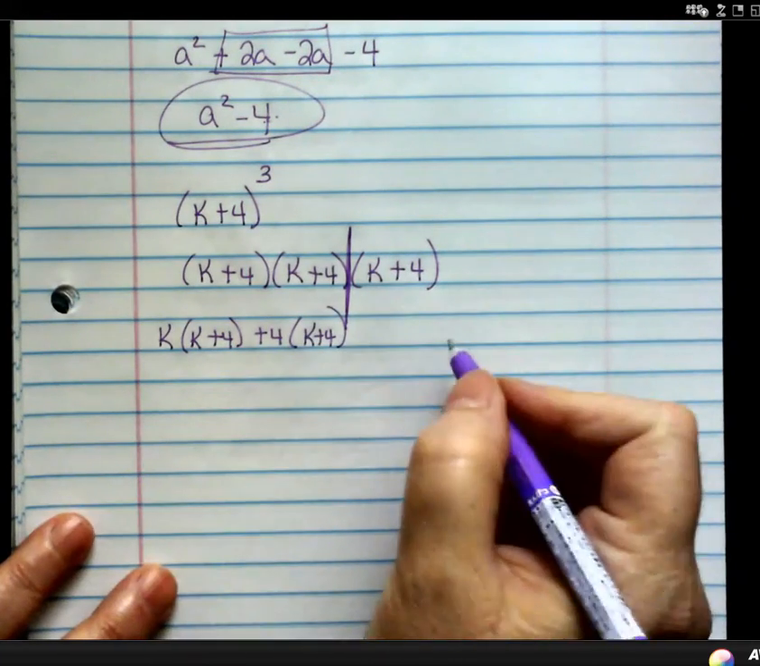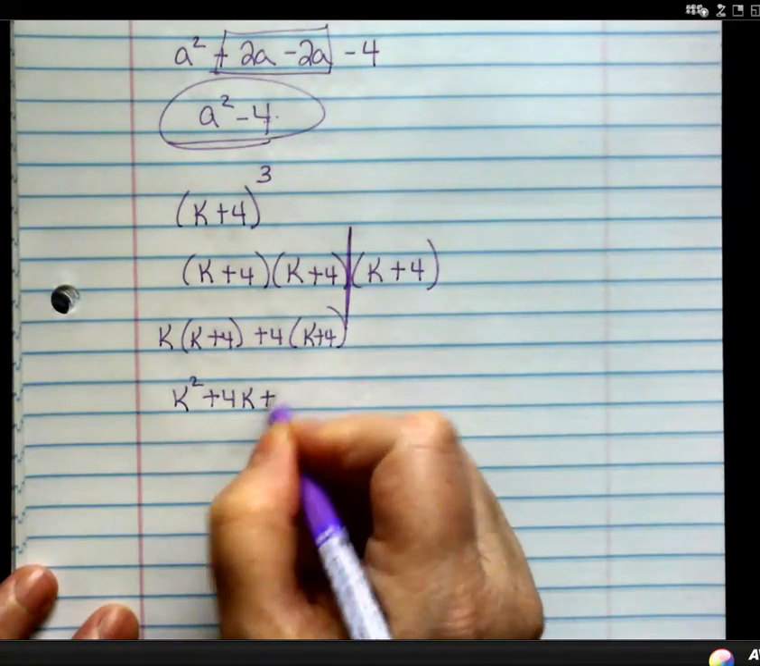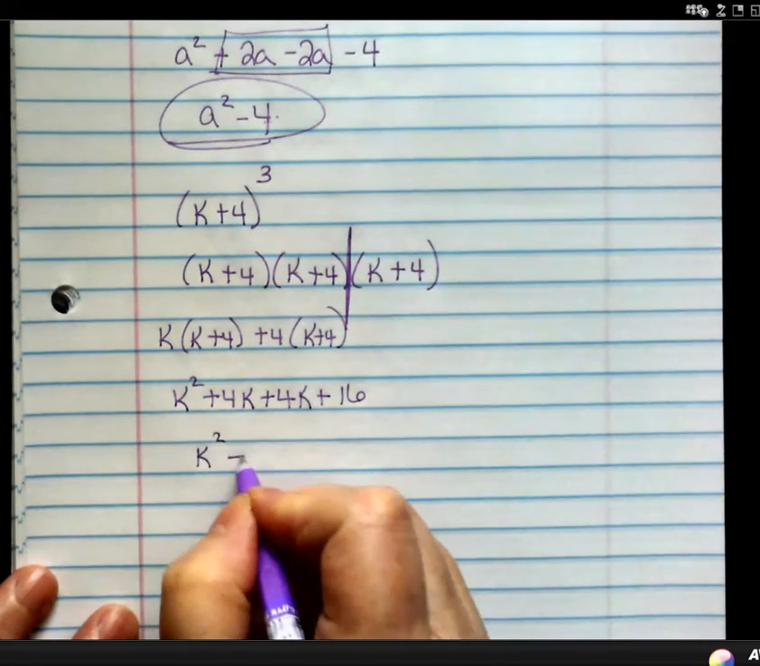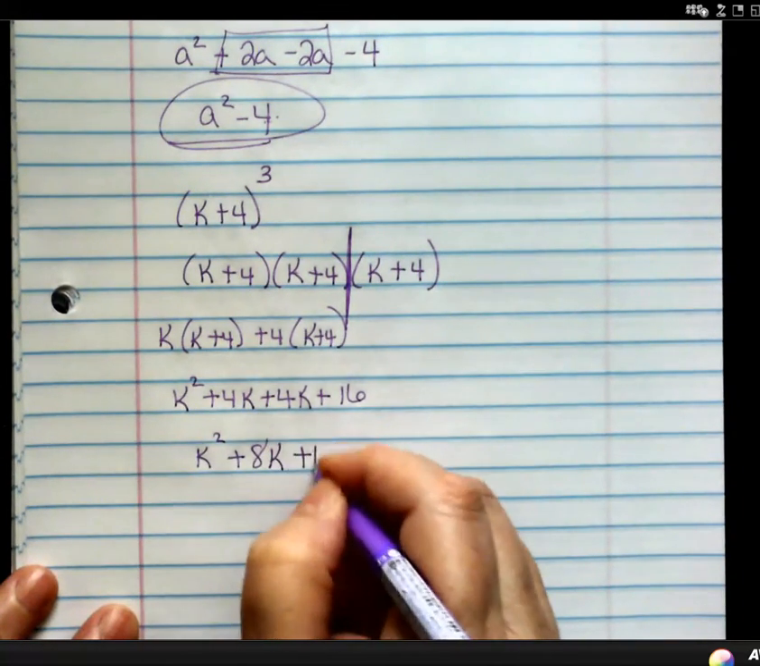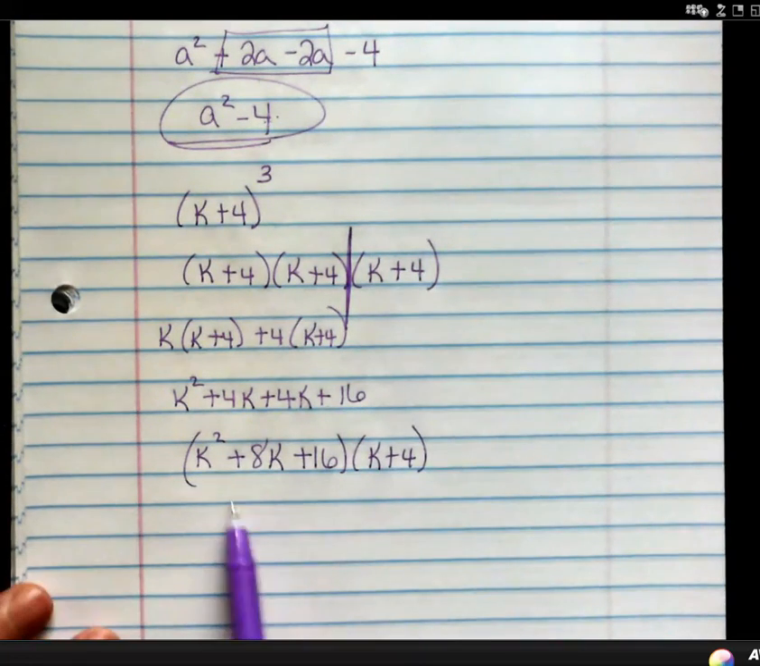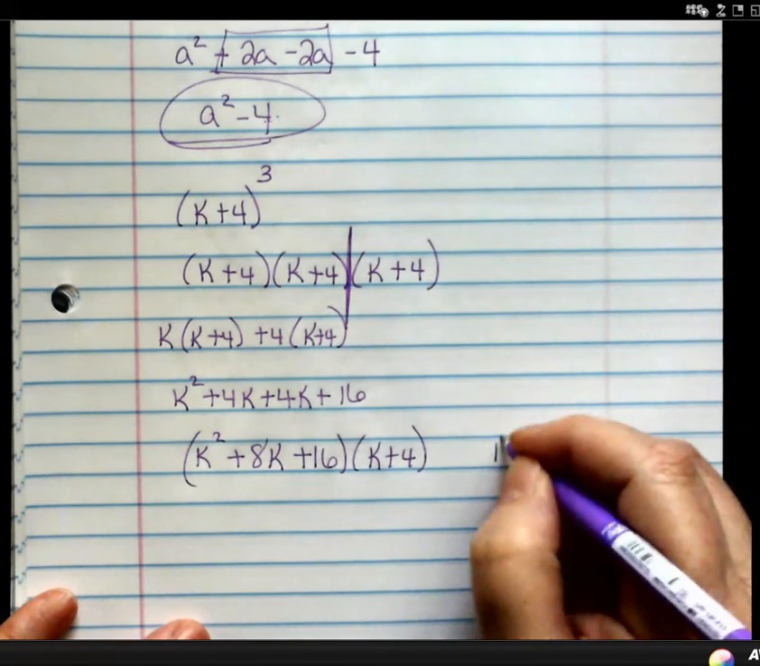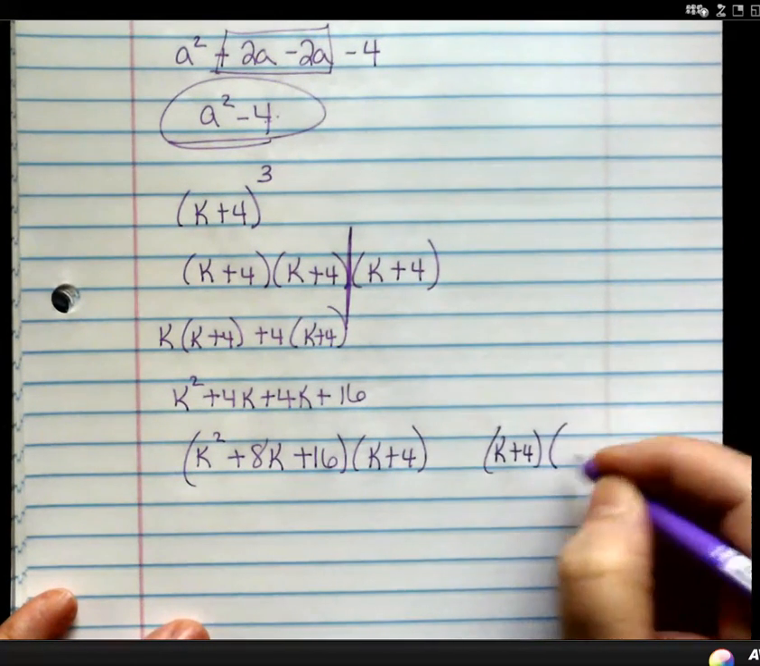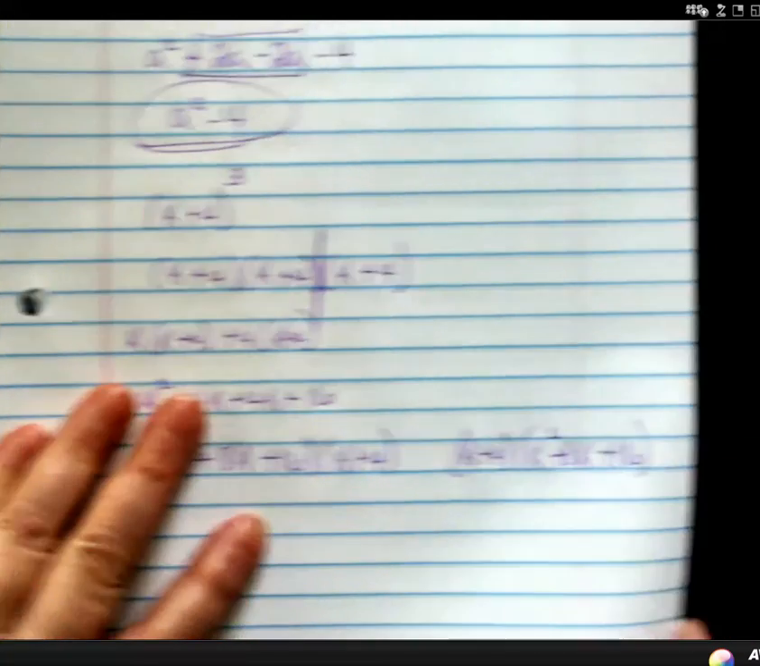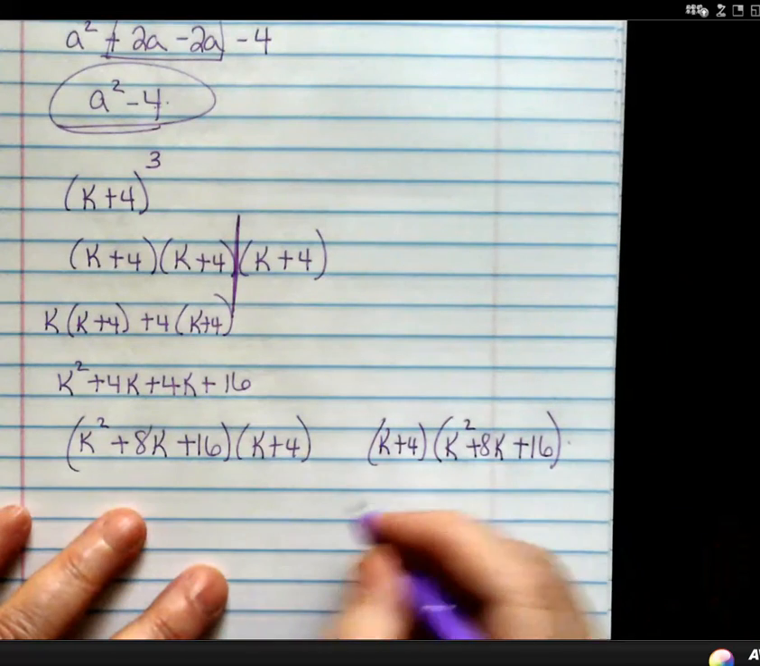Do this whole problem: k squared plus 4k plus 4k plus 16, k squared plus 8k plus 16 times k plus 4. Now, since this is a multiplication problem, it doesn't matter how you write this. So I'm going to actually write my k plus 4 in front so that I have less to do. So then, once again, I do k times everything and plus 4 times everything.